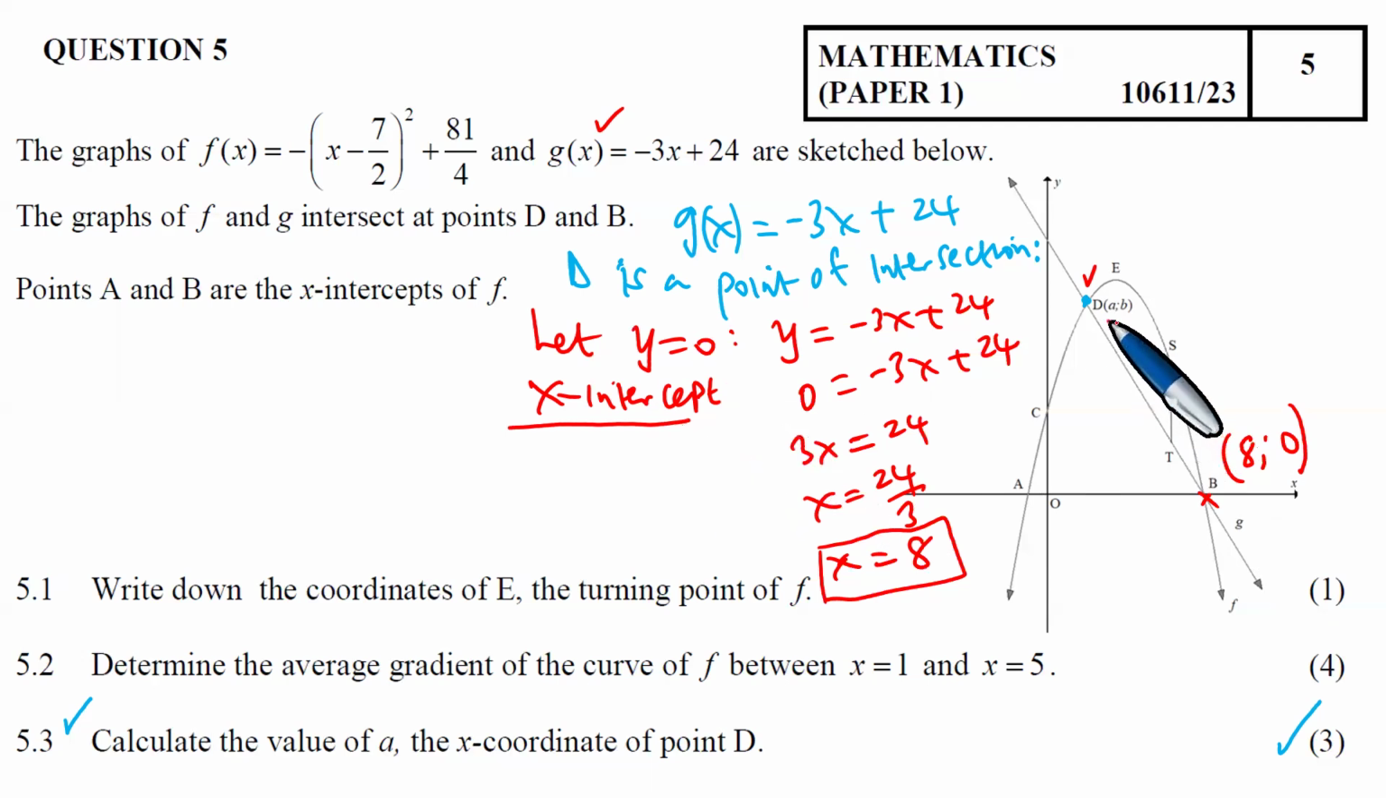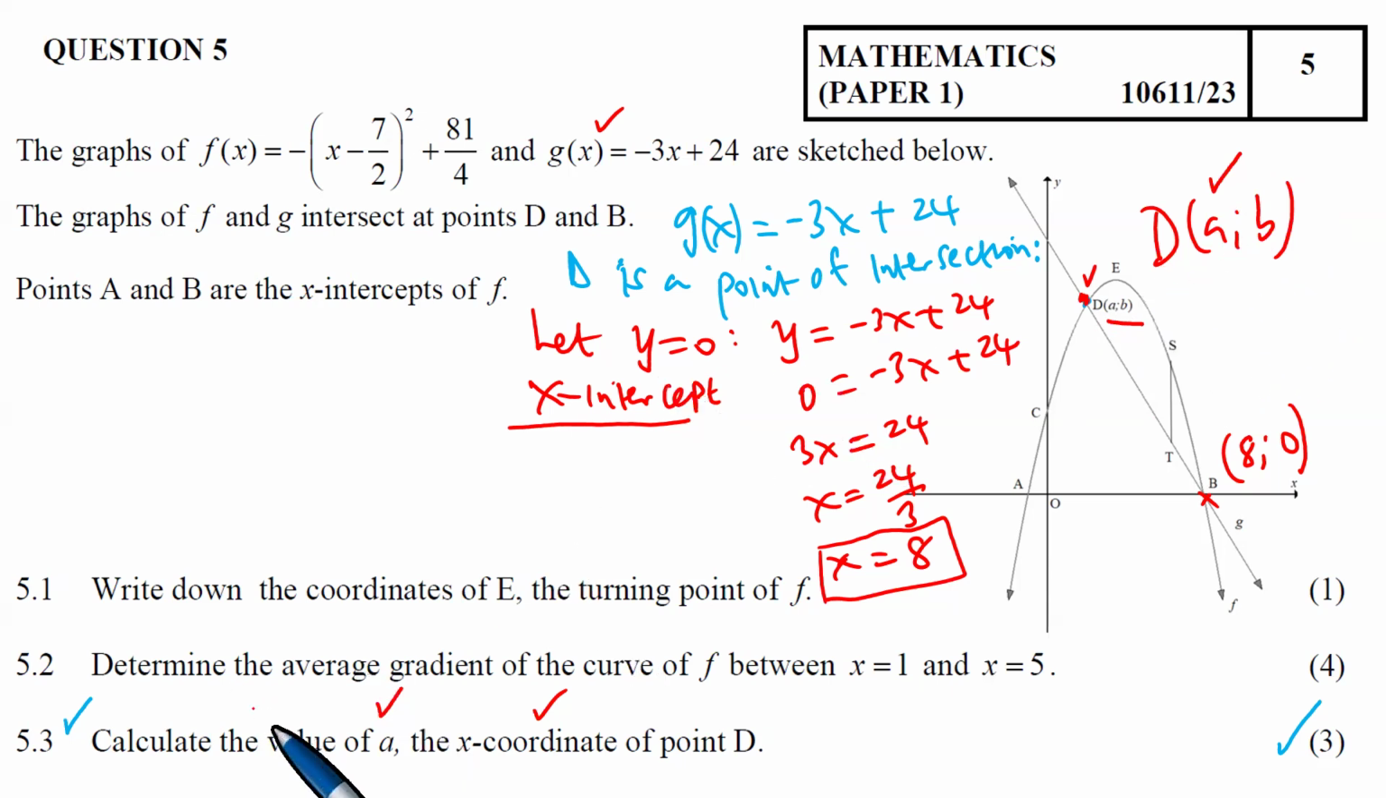But that is going to give us an x-intercept. Yet the examiner is interested in us finding the coordinates of the point D. But isn't it the x-coordinate, which is a? Yes, it must be a. D has the coordinates a and b. So we want to find a, right? And what is D? D is a point of intersection. So to get the x-coordinate, we'll have to find the point of intersection, which is D.